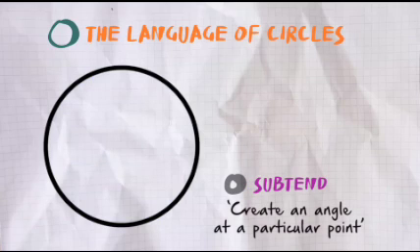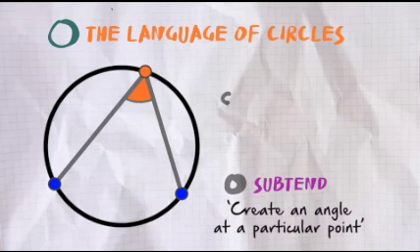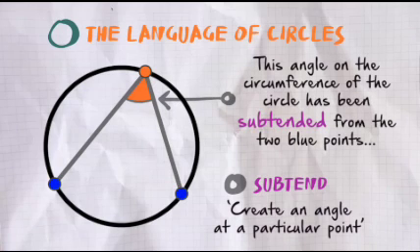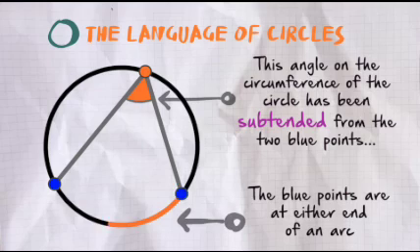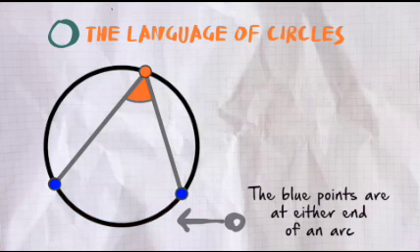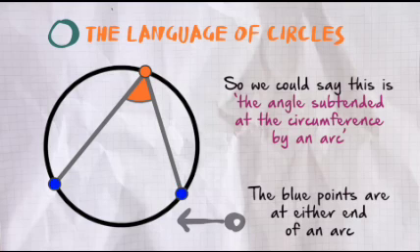Subtend is a word we use quite a lot in circle theorems, and it just means to create an angle at a particular point. You can see that angle on the circumference highlighted in orange has been subtended from those 2 blue points. Those 2 blue points are either end of an arc, so we could say that it is the angle subtended at the circumference by an arc.